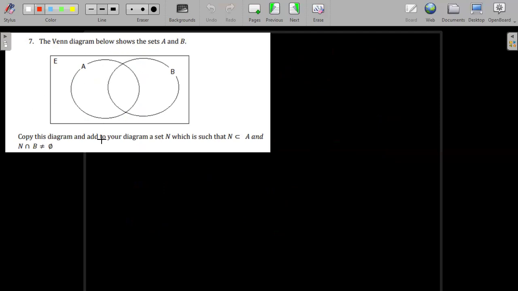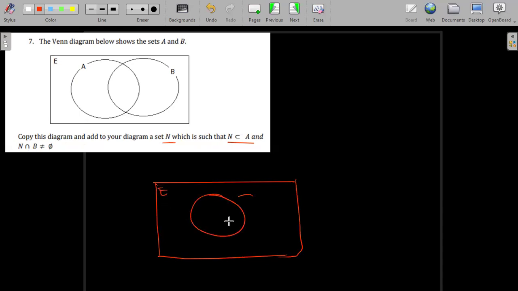They're saying copy the diagram and add to your diagram the set N, which is such that N is a subset of A and N intersect B is not empty. A intersect B must not be empty. So I'll copy the diagram. This is what they're asking for. Then I have A and B there. So this is my A, that's my B.